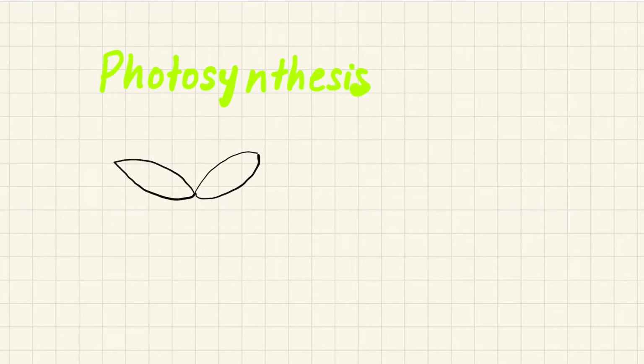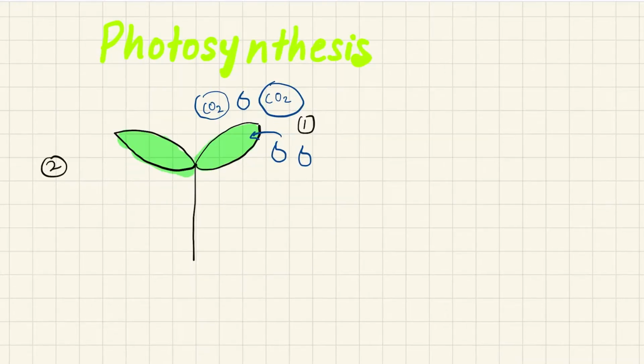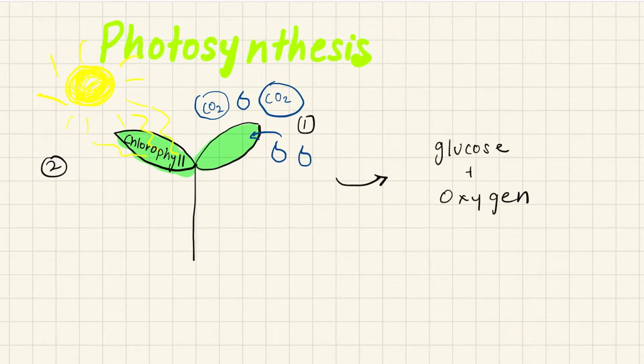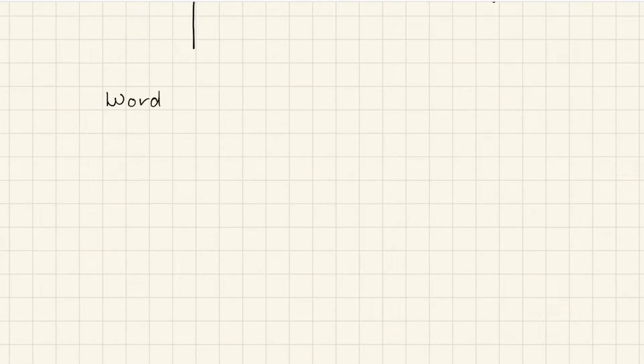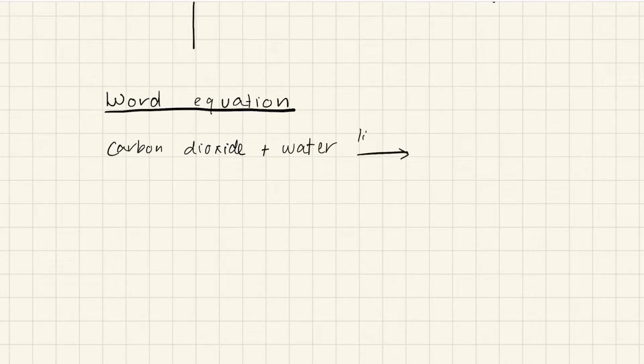Let's start with photosynthesis, one of the basic drivers of life. This occurs in plants in the leaves, which contain a green pigment called chlorophyll. This process uses carbon dioxide and water, taking in energy from the sun, which is absorbed by the chlorophyll, to produce glucose and oxygen. This gives us the word equation: carbon dioxide plus water in the presence of light energy and chlorophyll produces glucose and oxygen.